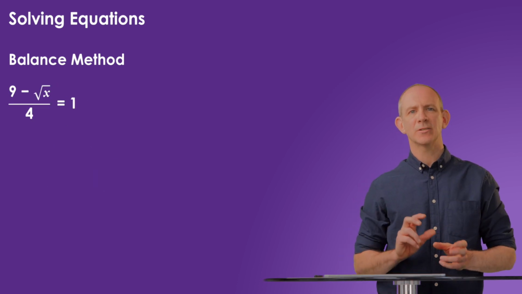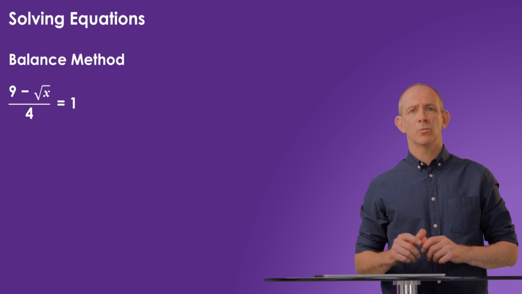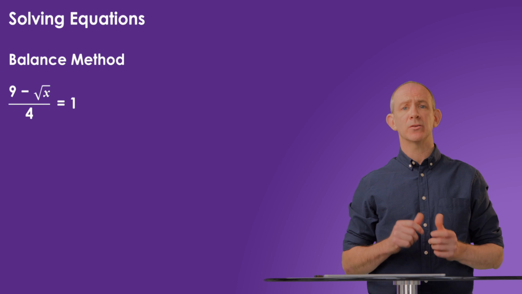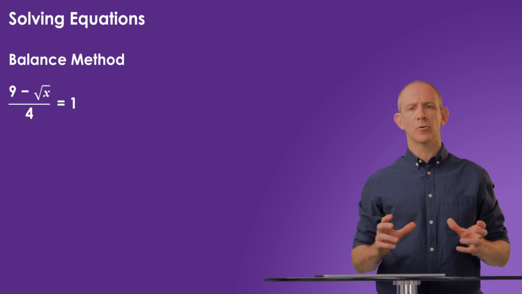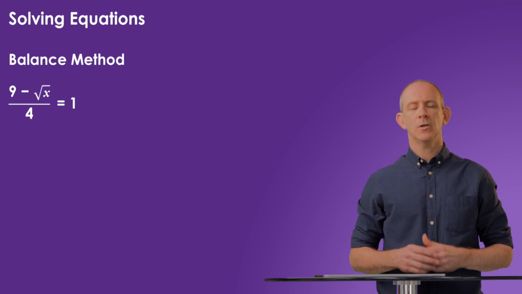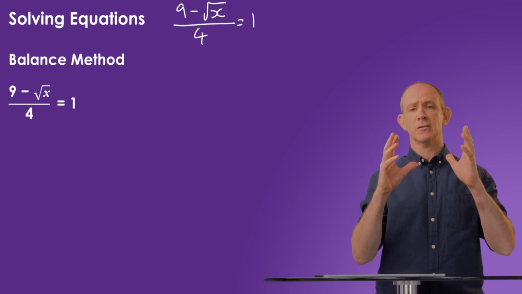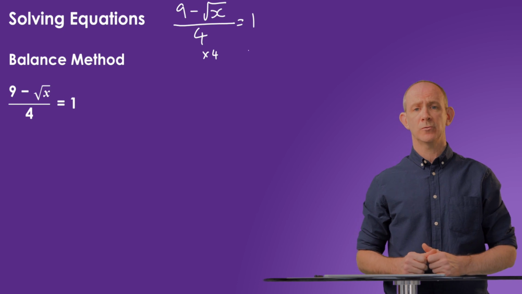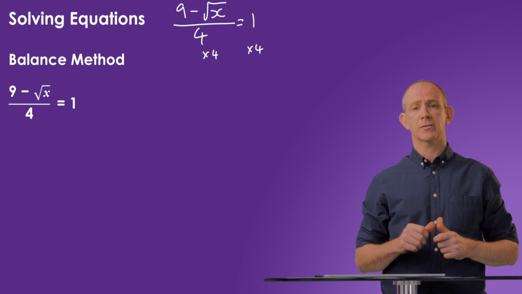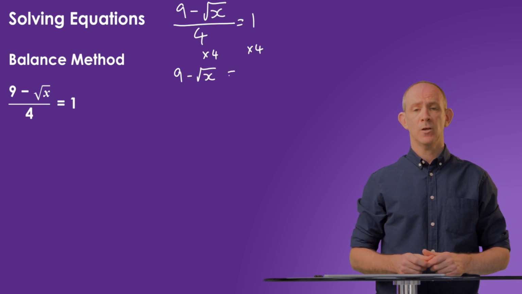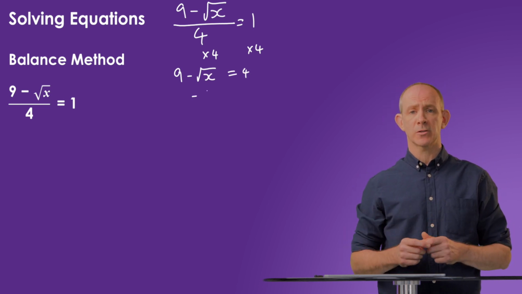This time we'll look at how to deal with roots in an equation when we're attempting to solve it. Here we've got 9, take away the square root of x, all over 4, which equals 1. So the first thing we're going to look at, again, we're going to consider the top of this fraction as being in brackets. We're going to times both sides by 4, which would give us 9 minus the square root of x equals 1 times 4, which gives us 4. We're then going to subtract 9 from both sides.